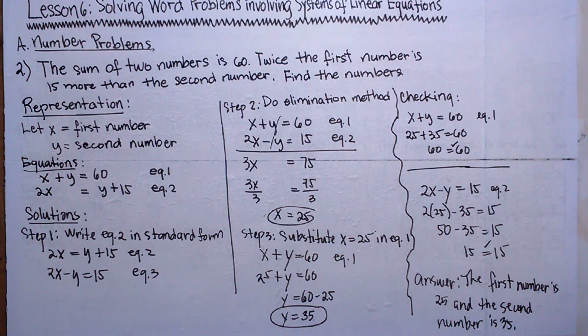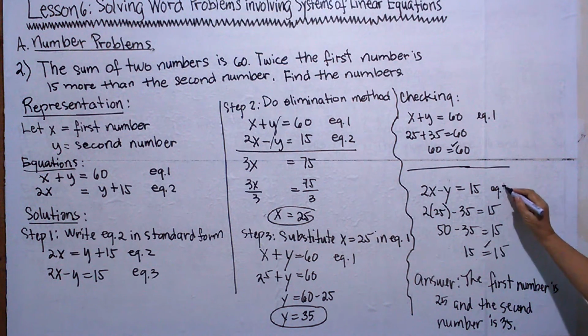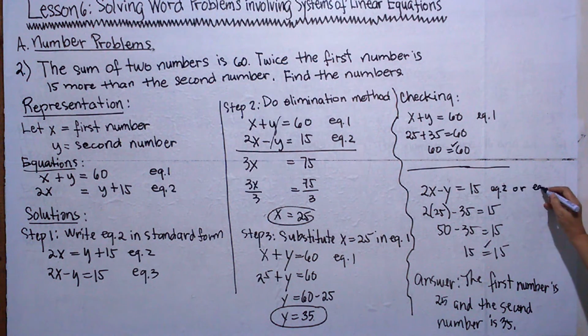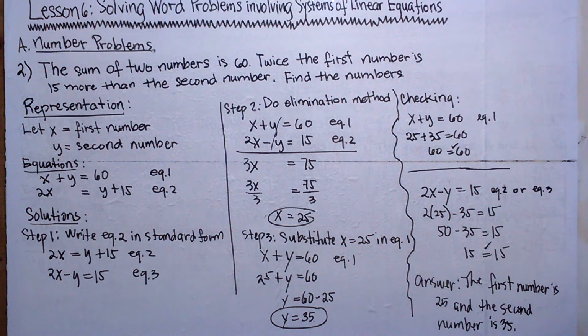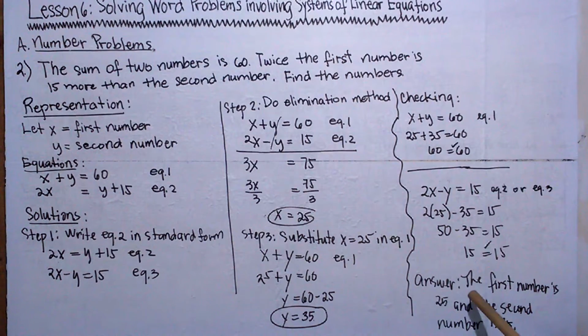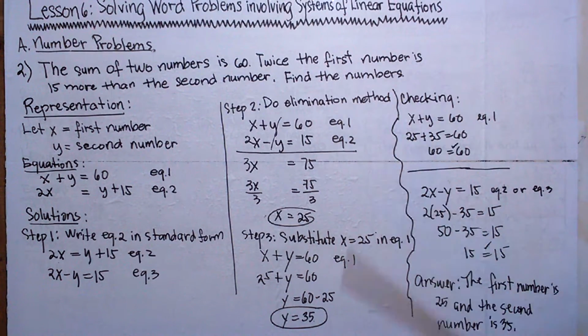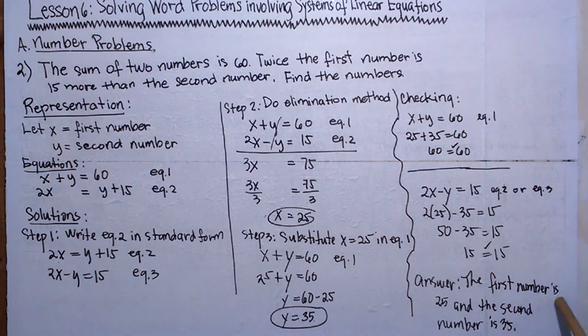Anyway, equation 3 and equation 2 are equal, so we can use either equation 2 or equation 3. This is the transformed form of equation 2. Then our answer now, since we are asked to find the numbers: the first number that we labeled as the first number is 25 and the second number is 35.